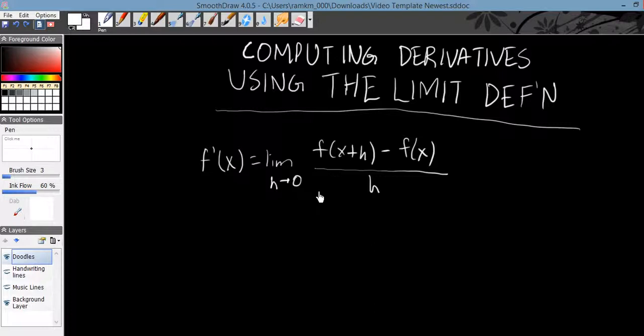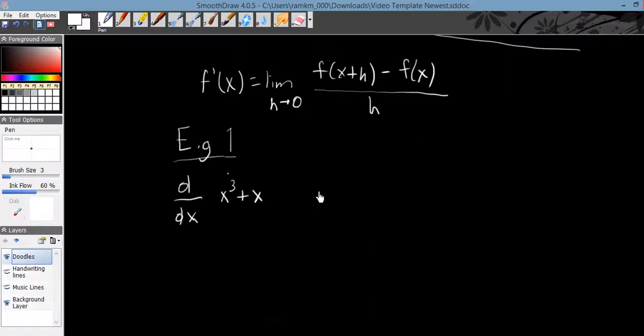As you might expect, computation of derivatives using the limit definition involves all the algebraic tricks we use to compute limits. In particular, it involves tricks that allowed us to get around the indeterminate forms. And the most common indeterminate form is 0 over 0. So the first function we're going to be finding the derivative of is x cubed plus x. We'll be using this limit definition here to compute the derivative of this function.